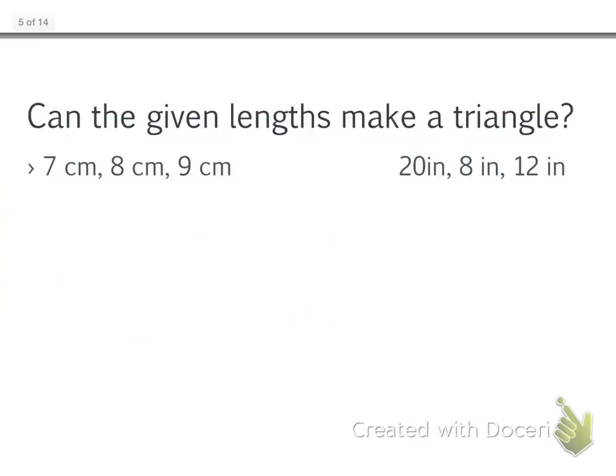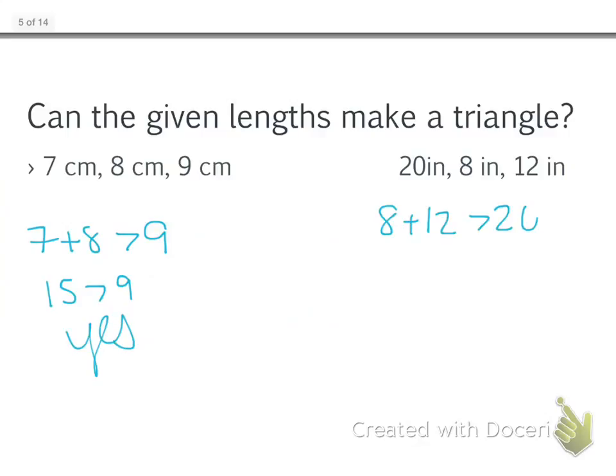Again, the given lengths make a triangle. Okay, so for this, you have to add your two smalls together and see if it's bigger than your biggest one. So 7 plus 8 is 15. So yes, this would make a triangle. My next one, my two smalls are 8 and 12. 8 plus 12 is 20. 20 will never be bigger than 20, so no, it does not make a triangle.